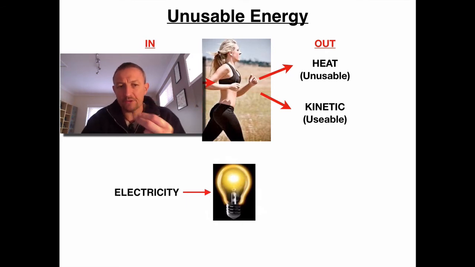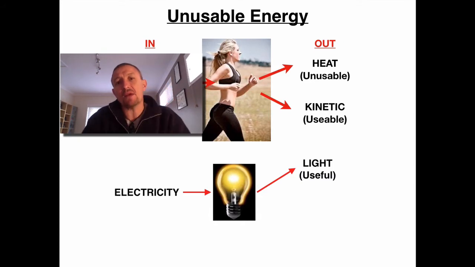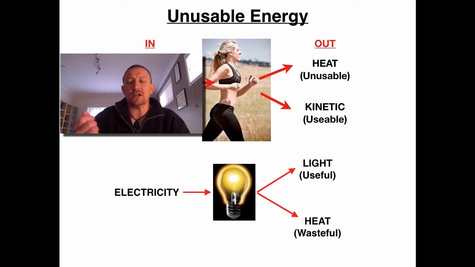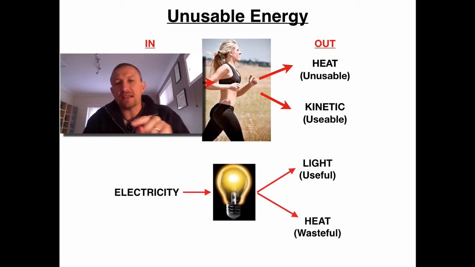Now, what you want is the light. However, what we get from a lot of light bulbs, and if you don't believe me, go and put your hand carefully up against a light bulb, you'll see that there is also heat. Now that heat is wasted, but it comes from the electricity. We've got transformation of electricity into heat. We've got transformation of electricity into light. We want to make that light bulb as efficient as possible.